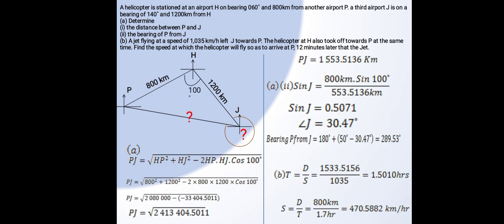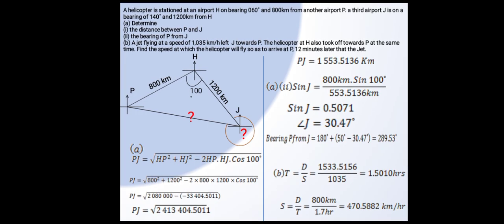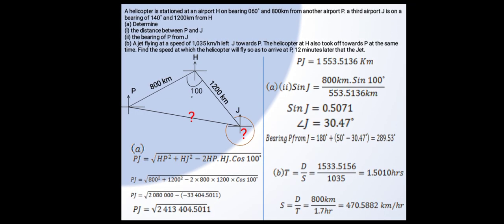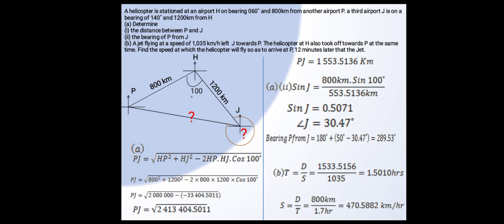Now here we need to find the time that the jet arrives at P. So we know time is equal to distance over speed. So the jet will arrive at P after 1.5 hours.